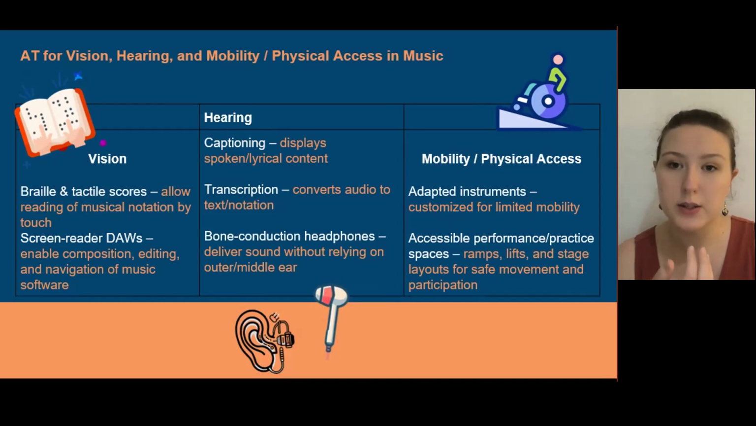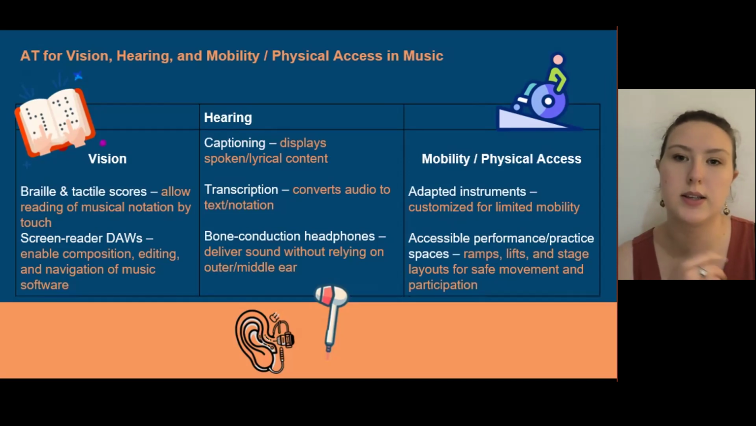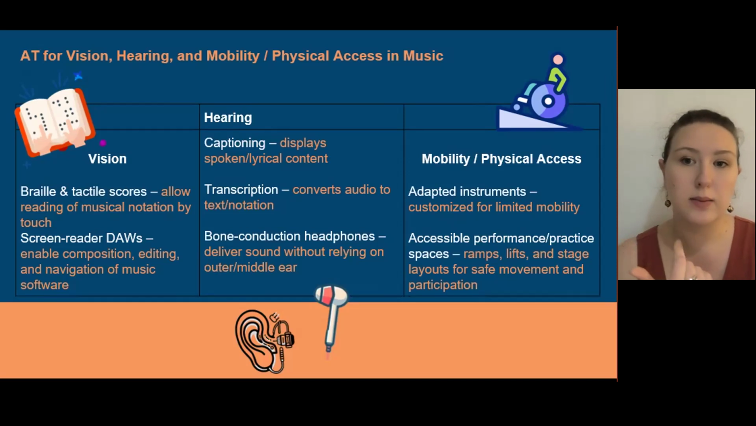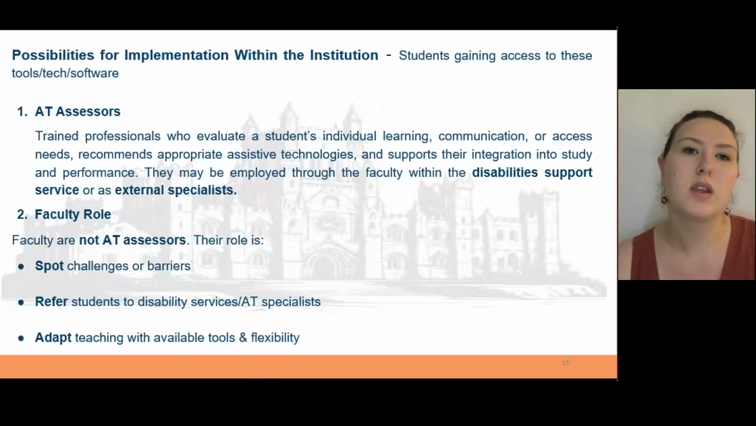Then for mobility and physical access, you have adaptive instruments, maybe such as the example I gave earlier of adaptive frets on a guitar for limited hand mobility. Accessible performance practice spaces. Of course, this involves ramps, lifts, and stage or audience seating layouts, so that there's a possibility for safe movement and participation.